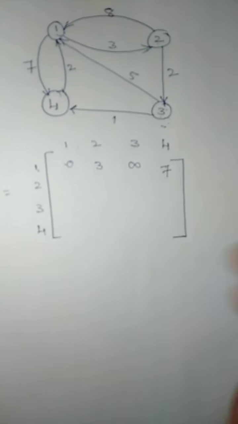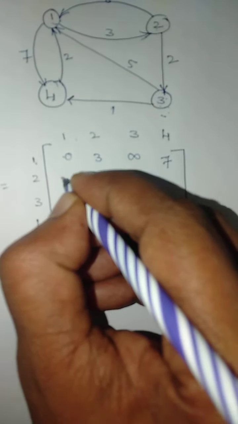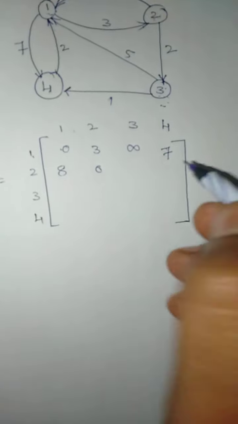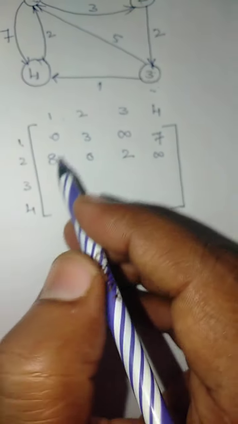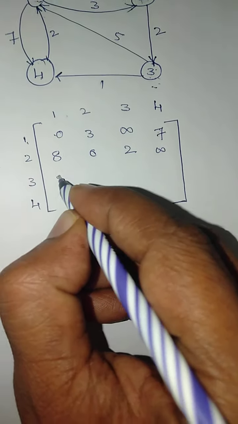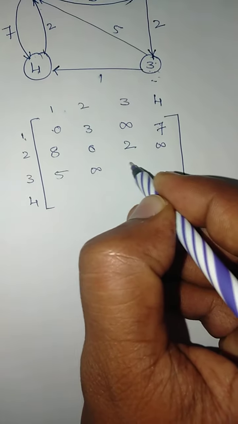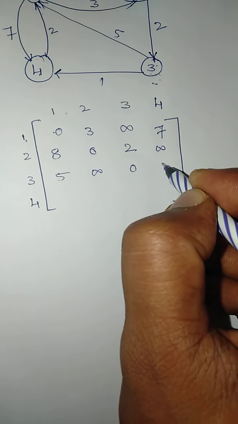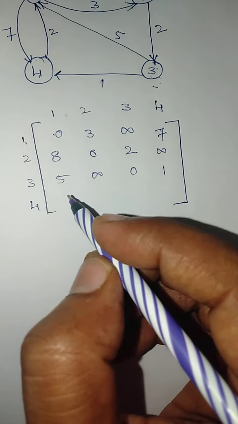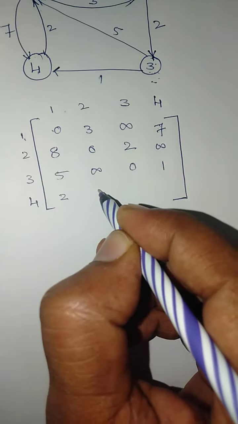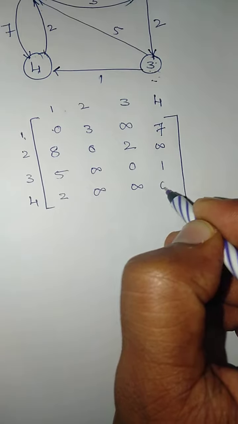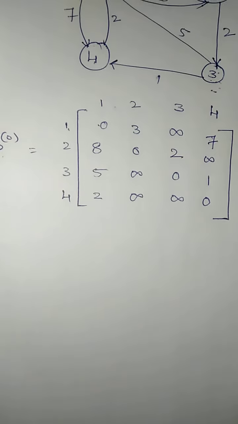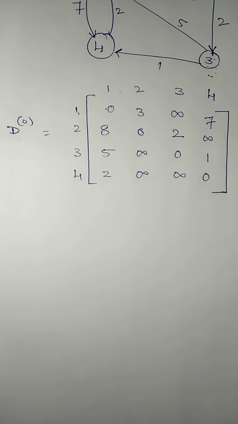Next 1 to 4, is there a direct edge? Yes, and the cost is 7. Next 2 to 1 it is 8, 2 to 2 is 0, 2 to 3 is 2, 2 to 4 infinity. 3 to 1 is 5, 3 to 2 infinity, 3 to 3 is 0, 3 to 4 is 1. Next 4 to 1 it is 2, 4 to 2 infinity, 4 to 3 infinity, 4 to 4 is 0. Okay, so this is the first matrix D0.